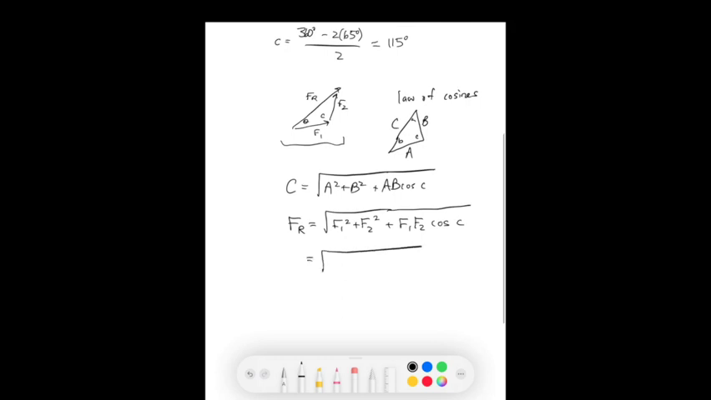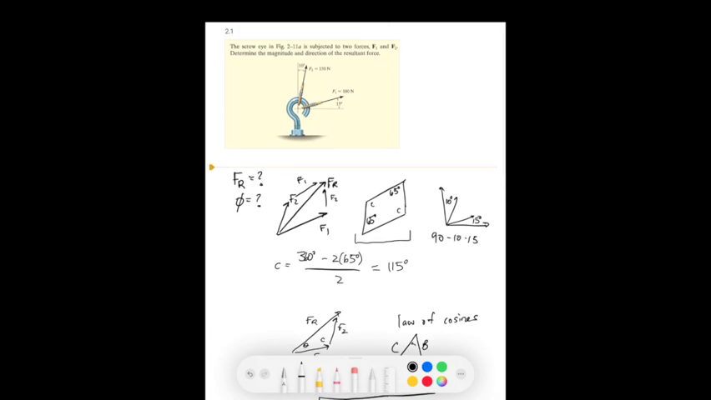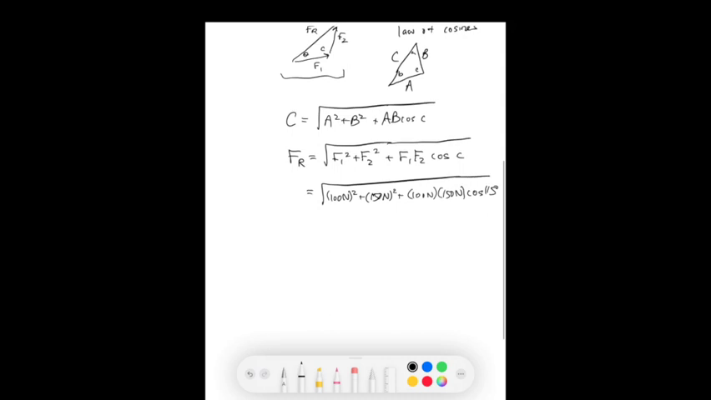So when we put our numbers in here, we already know, we're told in the problem, that F1 is 100 newtons, F2 is 150 newtons. So we'll start putting those numbers in there. Okay, so we see that 100 newtons squared, 150 newtons squared, plus the times the cosine of 115 degrees. When we put that in there, we find that the magnitude of the resultant force is 212.6 newtons.